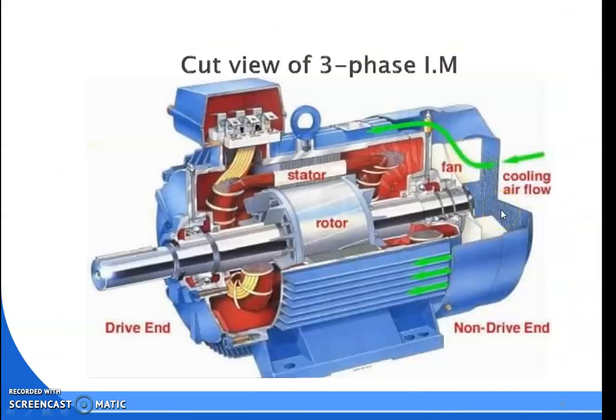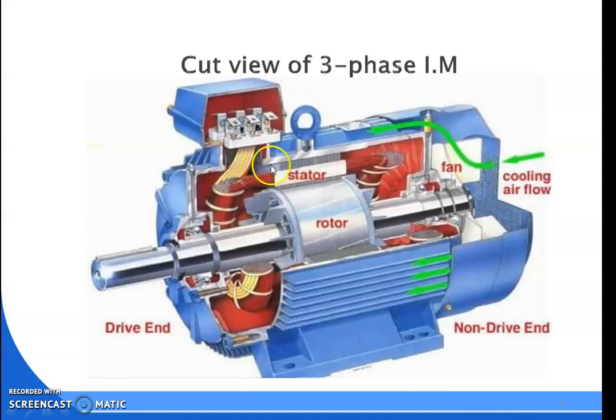So, see students, this is the cut view of the three-phase induction motor. You can see all the parts clearly here. This is the shaft, the total shaft, and over the shaft the rotor is mounted. The rotor is nothing but the rotor winding, which is also known as the armature part of the machine.